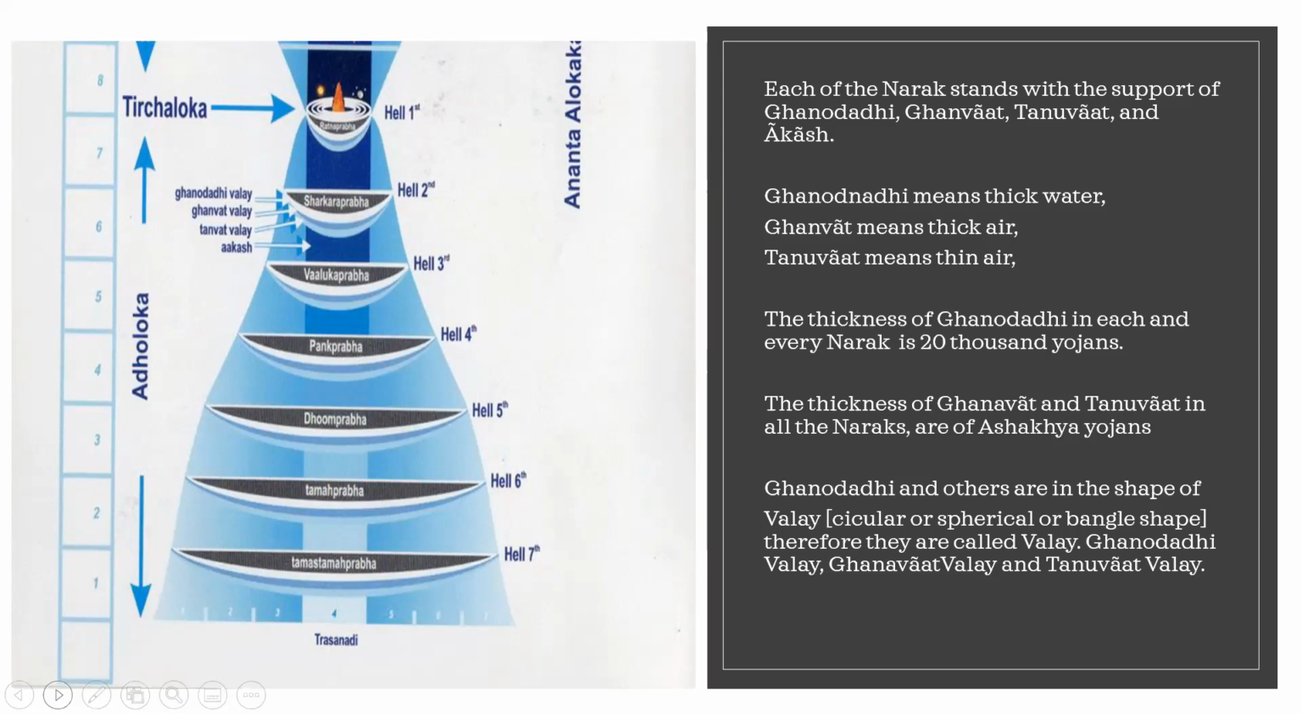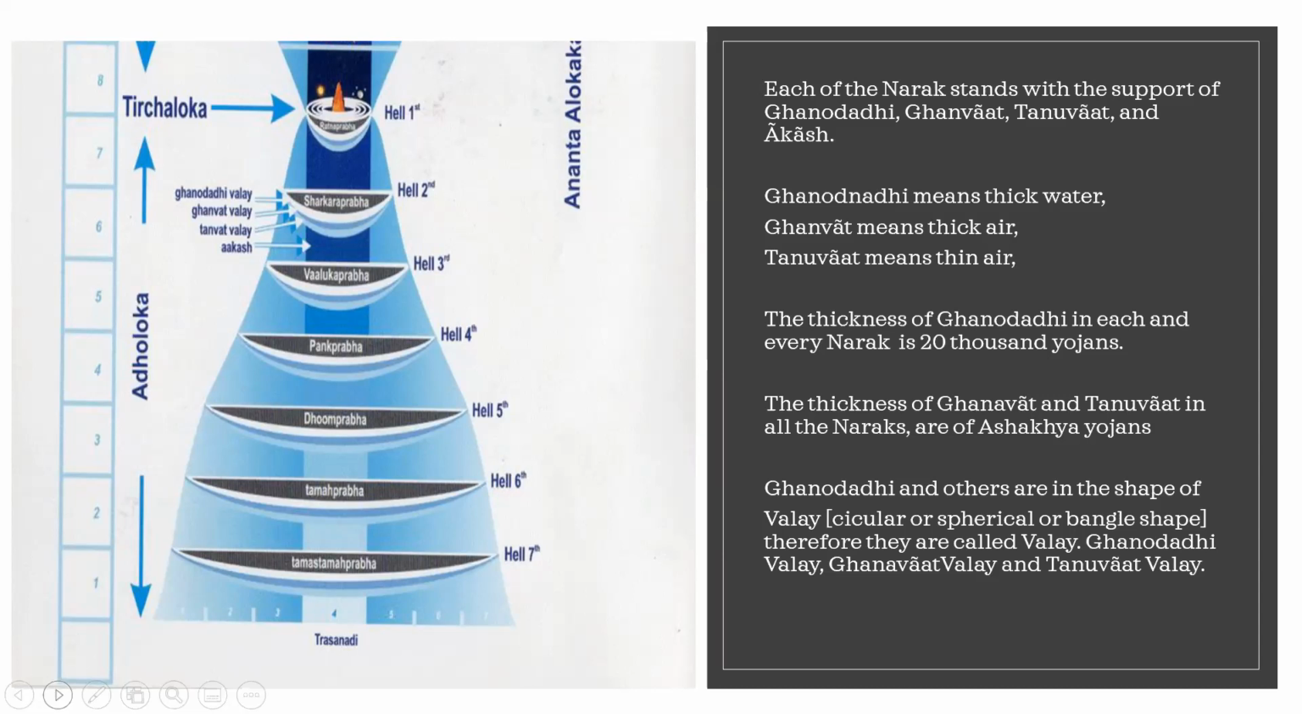And below Tanvat, you will have empty space, that is Akash. And after that, the Bhumi of the second Narkavas, that is Sarkara Prabha, starts. Now the thickness of Ganodadi, that is thick water, is 20,000 yojans. So this thickness remains the same after each Narkavas. So Ganodadi is 20,000 yojans.